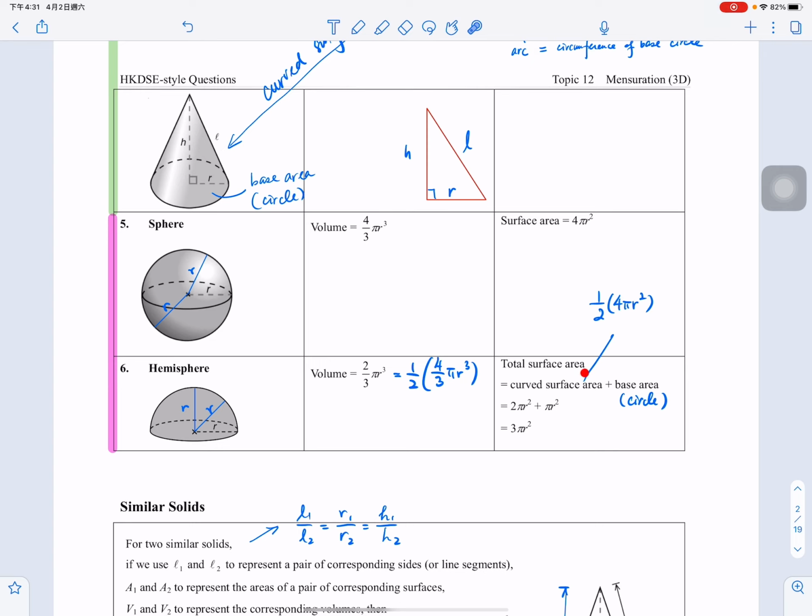And how about the total surface area of a hemisphere? You find that besides half of the surface area of a sphere, you still have the base circle. That means the base area, you need to add it. So 4 pi r squared divided by 2, plus the base area pi r squared. So in total, 3 pi r squared.